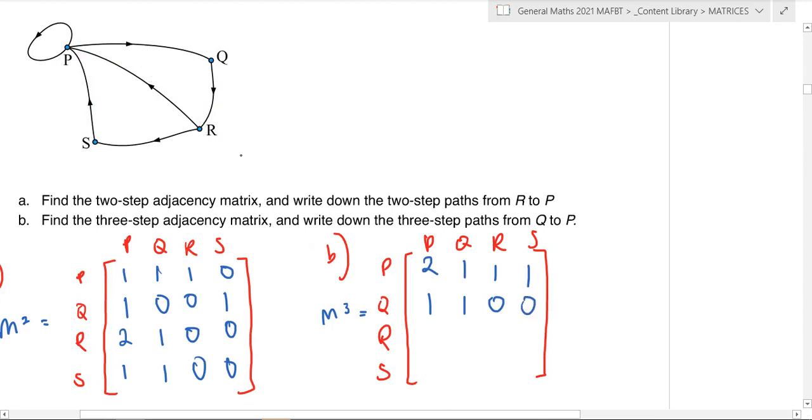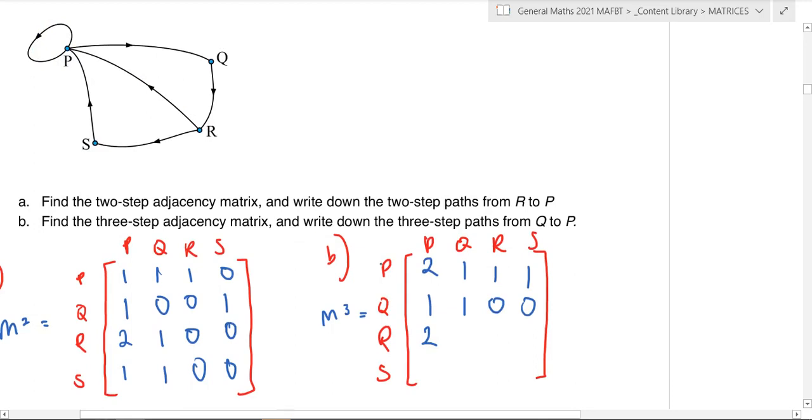Now R to P. From R to P, you can actually go 1, 2, 3. So that's 1. But you could also go R, S, and then loop. So that's 2 3-steps. You can also go R to P and then P, P. That's 2. So there's 2 3-steps from R to P.